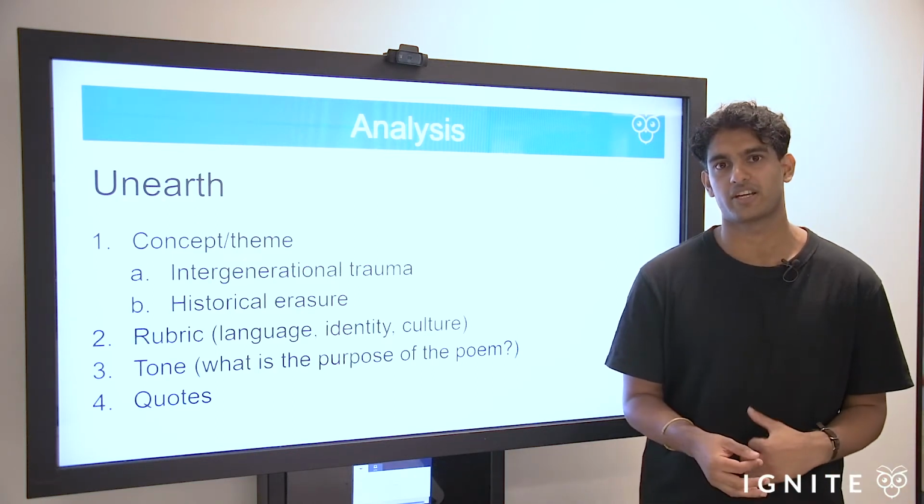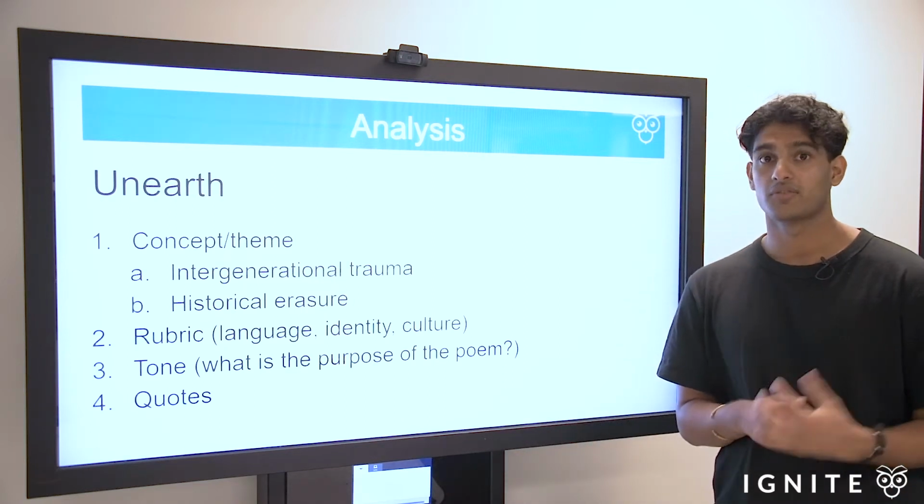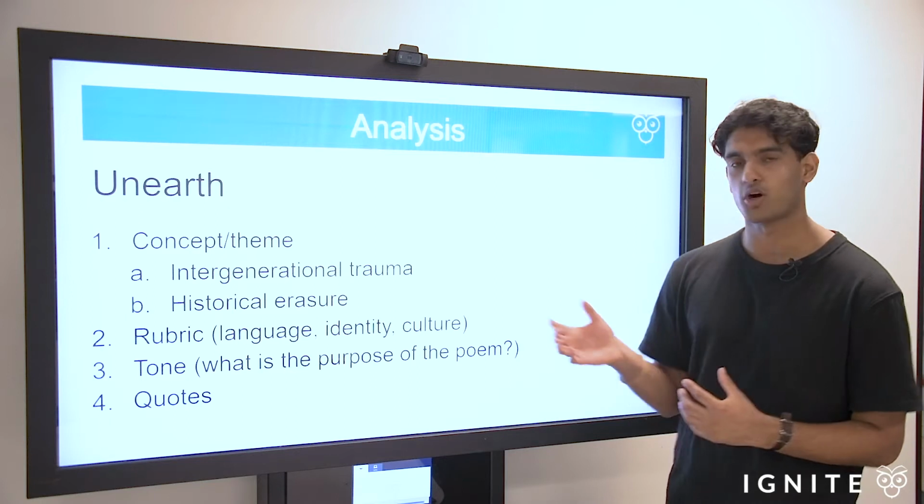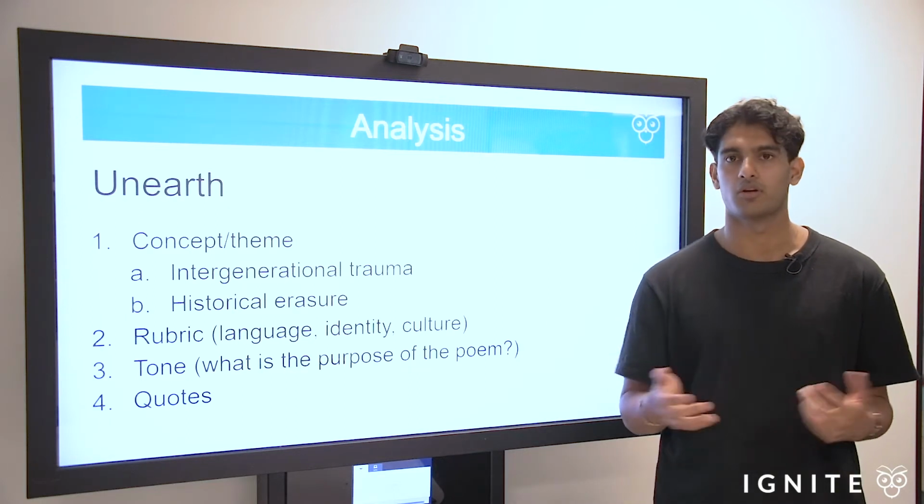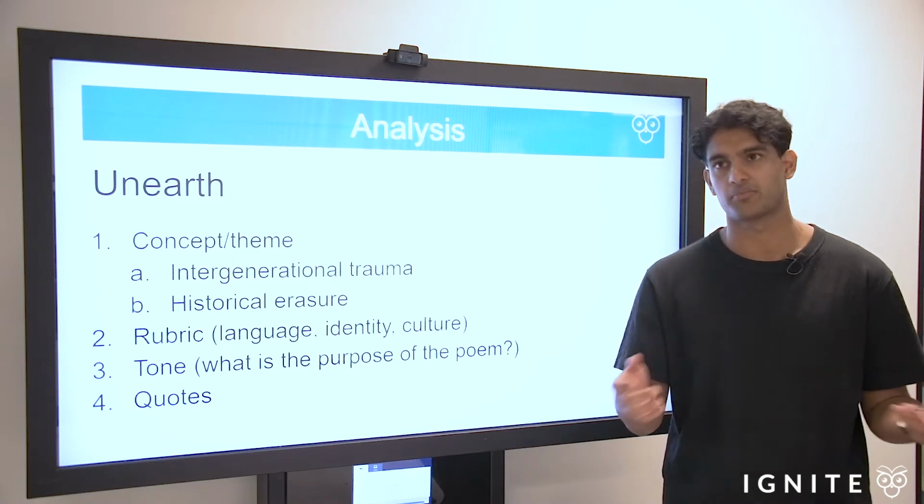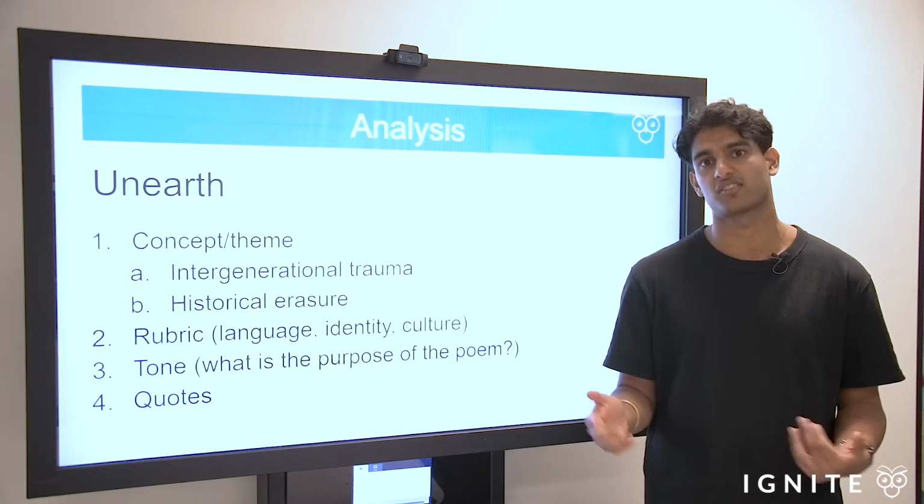Now it's important to make sure you have quotes that cover the entirety of the poem. For example, this poem is 4 stanzas, so I would recommend picking one quote or one section per stanza, just so you get a nice coverage of the poem and you can understand how it progresses and why it progresses.